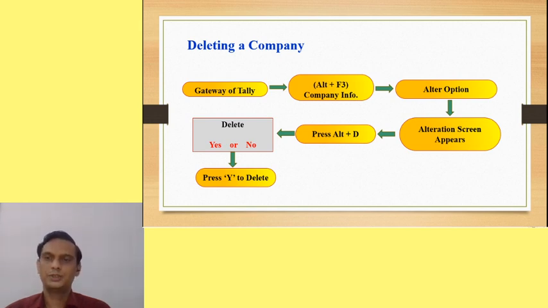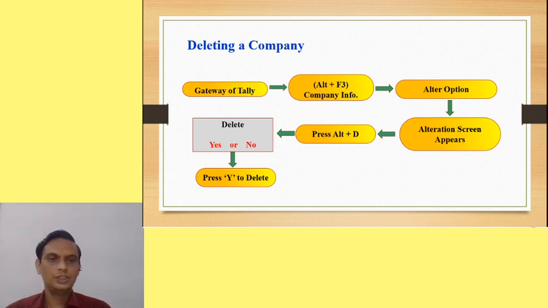follow these steps. On the Gateway of Tally, press Alt plus F3. It will give the company information menu. From the company information menu, select the Alter option. In the Alter option, select the company which you want to delete. When we select a company, the alteration screen appears.